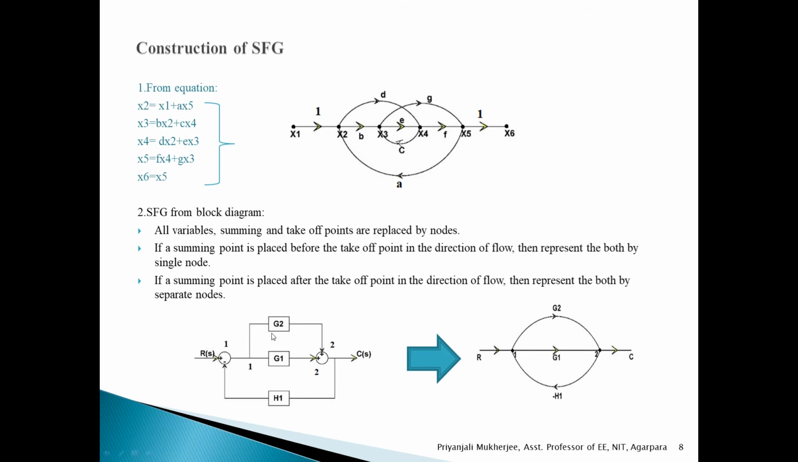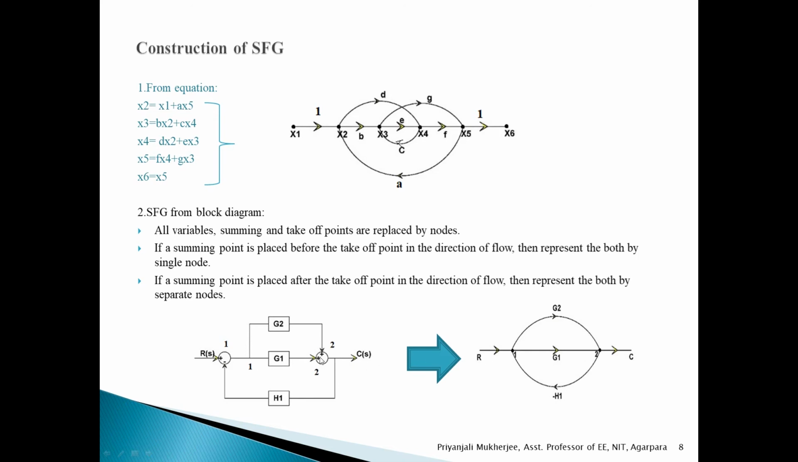So let's take an example. Here one block diagram is given. We need to construct the signal flow graph from this block diagram. So here there are 2 summing points, 1 and 2, and there are 2 takeoff points. This summing point is placed before this takeoff point, hence both are represented by a single node. That means this node 1 is representing both this summing point as well as this takeoff point. And here also the summing point is placed before the takeoff point.